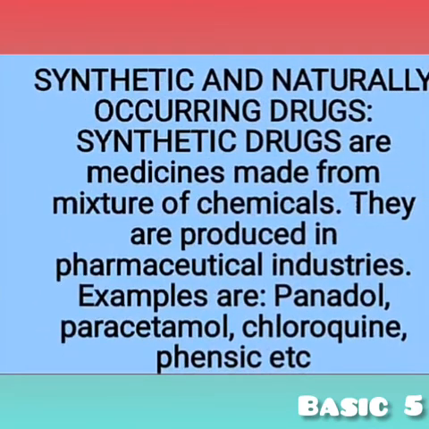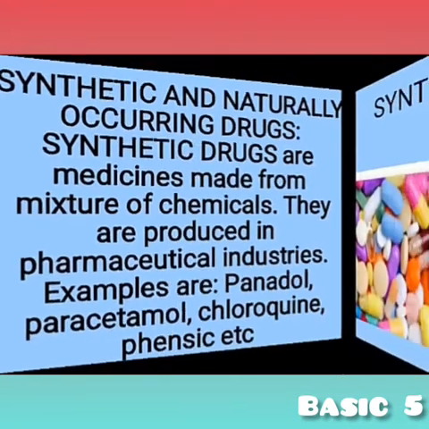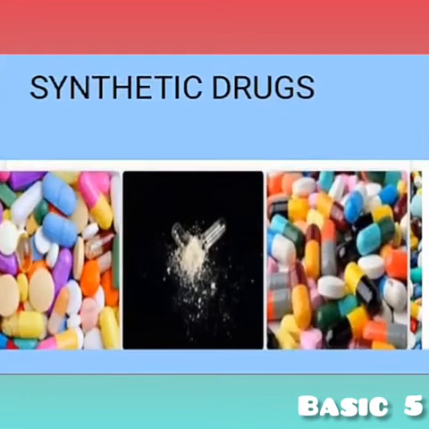Now, what are synthetic and naturally occurring drugs? Synthetic drugs are medicines made from a mixture of chemicals that are produced in pharmaceutical industries. Examples are Panadol, paracetamol, chloroquine, Fensic, etc. From the picture there, those are examples of synthetic drugs. You can see the common drugs we make use of in our daily living.